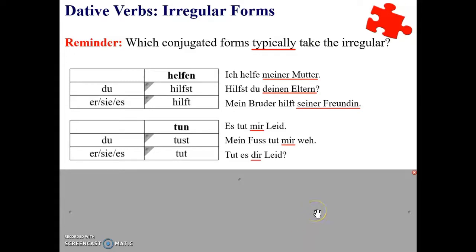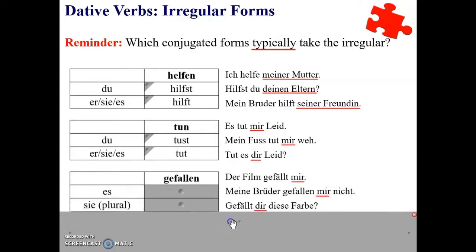So es tut mir leid, I am sorry. Tut is dative, so it is followed by mir as our personal pronoun. Mein Fuß tut mir weh, wehtun, also with the weh at the end. To hurt, my foot hurts. Tut es dir leid, are you sorry? So we have those dative forms with each of those.